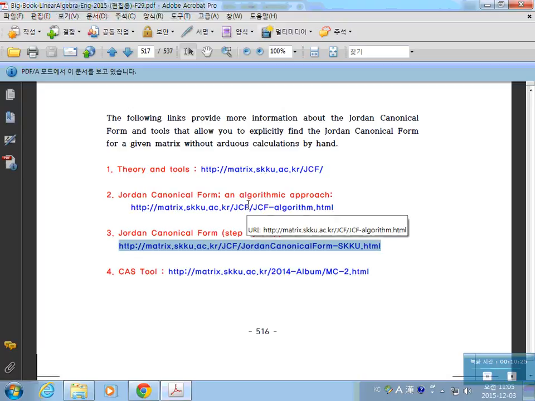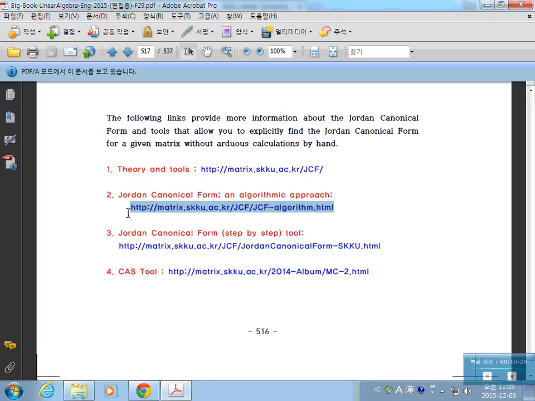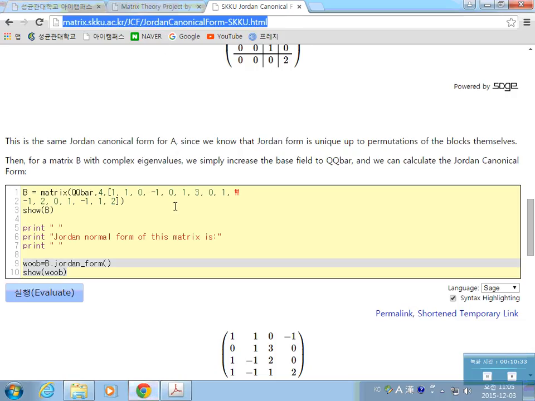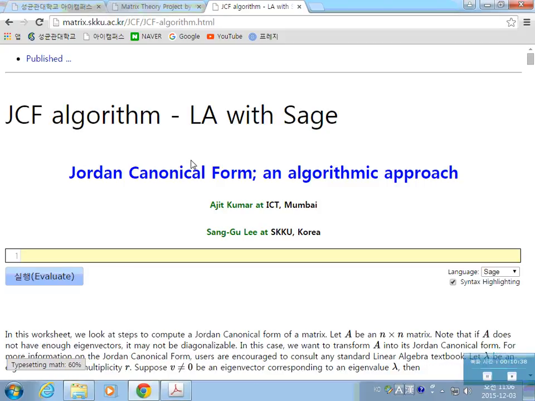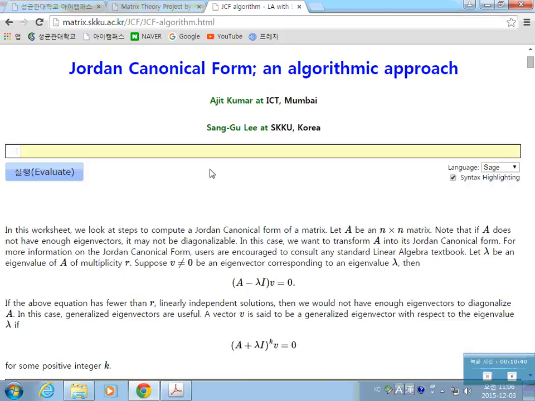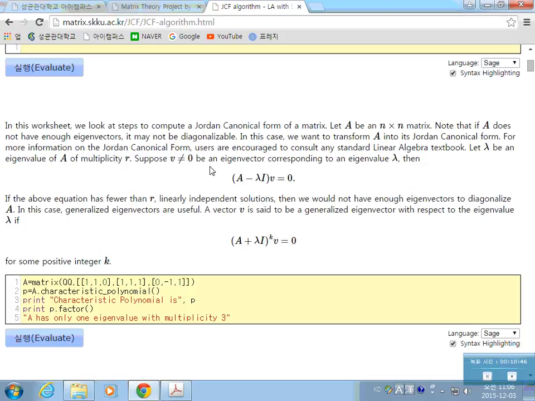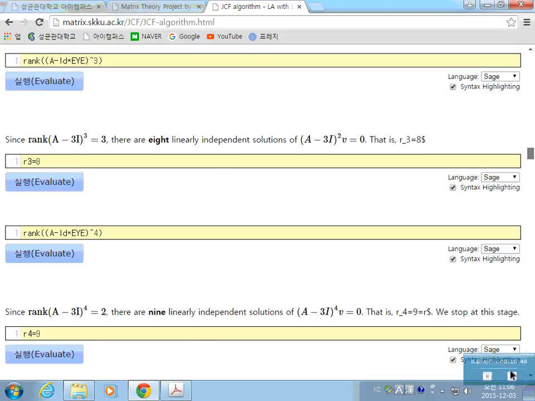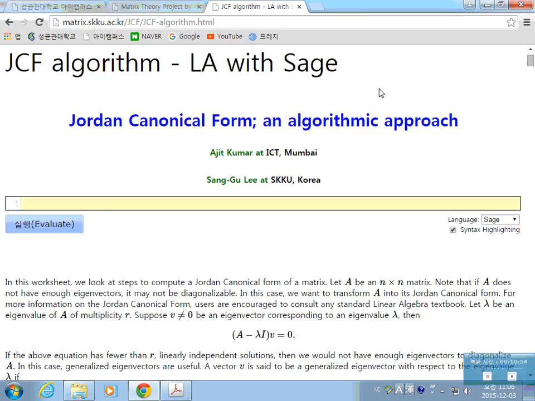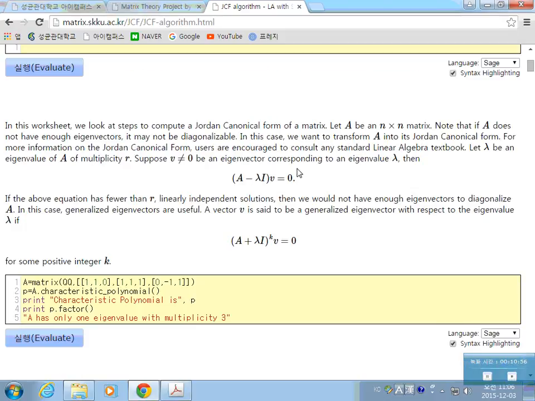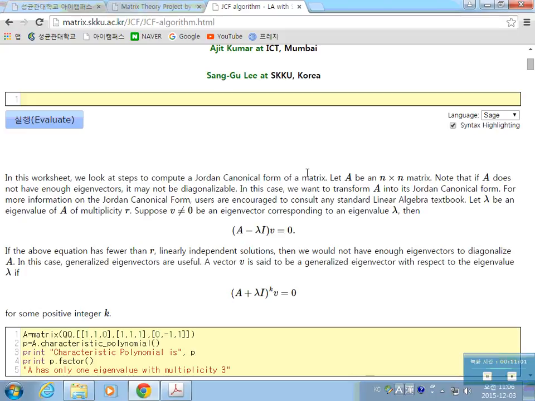But after that, I made the whole details with this Jordan canonical algorithm, which I finished with my co-worker Ajit Kumar from India. It has all the details with the Sage code, and I will introduce it here. It covers everything that you need. There are a couple of errata that I found, so I'll fix them. You don't need to be worried.